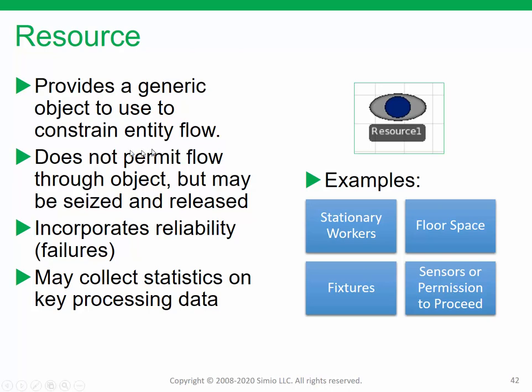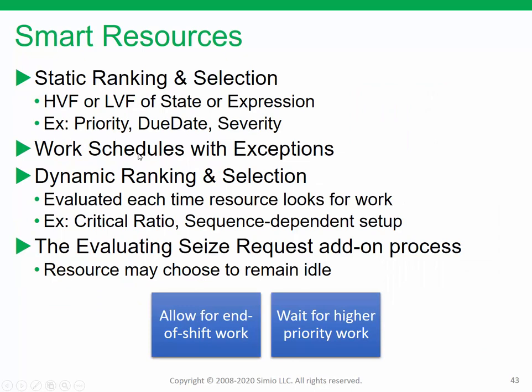And that brings us to the notion of smart resources. As I mentioned earlier, the resource object is a component in the server object, the combiner and separator objects, and so all of those objects inherit this behavior. And that behavior is smart in the sense that we can incorporate things like static ranking and selection that we saw that let us prioritize the queuing. We can use work schedules and incorporate exceptions, so you can incorporate vacation days and so on, and so you have that same seize delay release logic but over a work schedule.